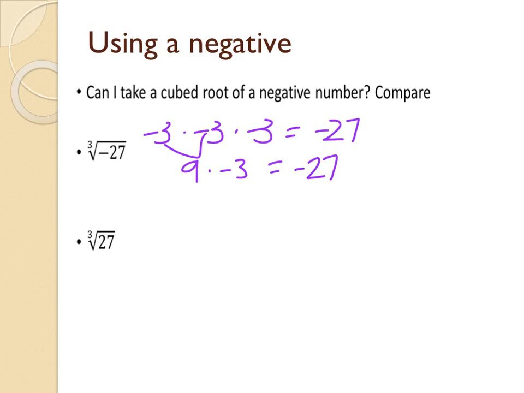So if I'm looking at the cube root of 27, I know that 3 times 3 times 3 equals 27, so my answer would be 3.